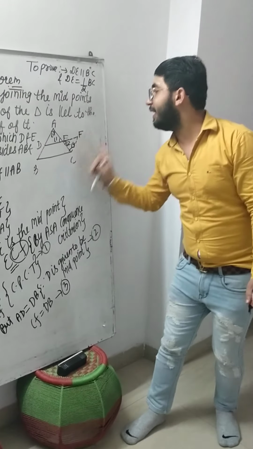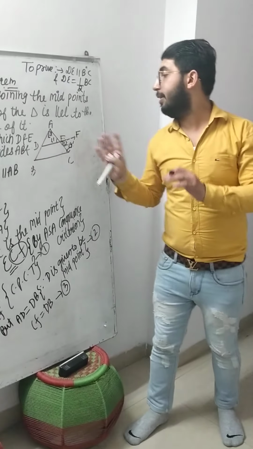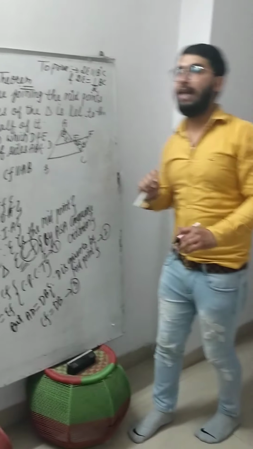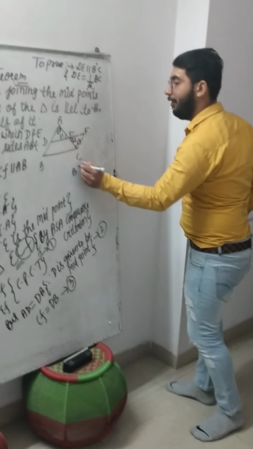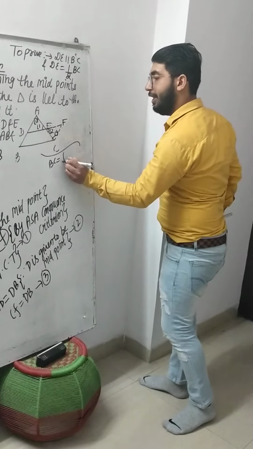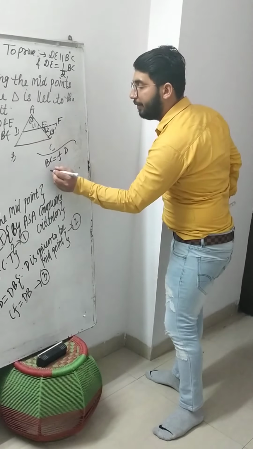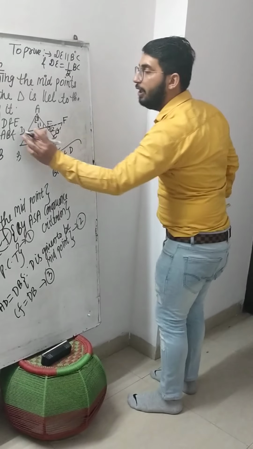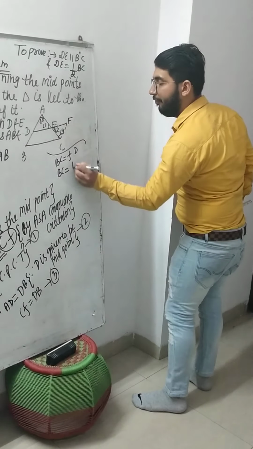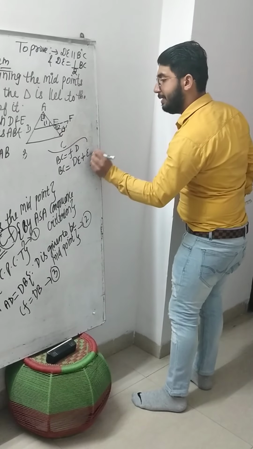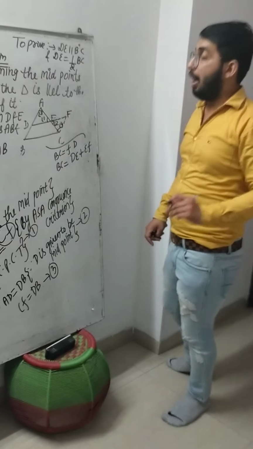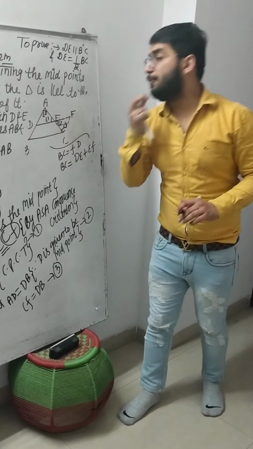As BCFD is a parallelogram, therefore BC is also equal with what? FD. BC is equal with FD. But FD is made up of what? FD is made up of DE plus EF. But now, we have just proved this thing.